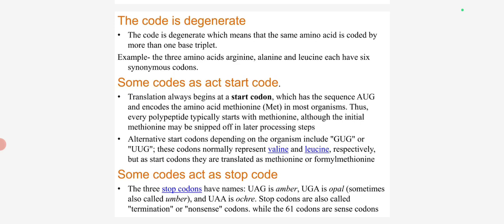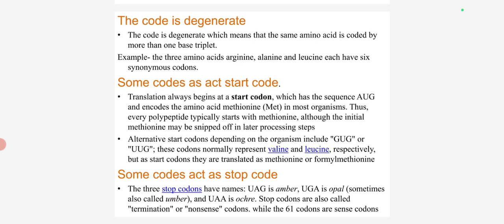Alternative start codons, depending on the organism, include GUG or UUG. These codons normally represent valine and leucine respectively. But as start codons, they are translated as methionine or formyl methionine: methionine for eukaryotes, formyl methionine for prokaryotes.